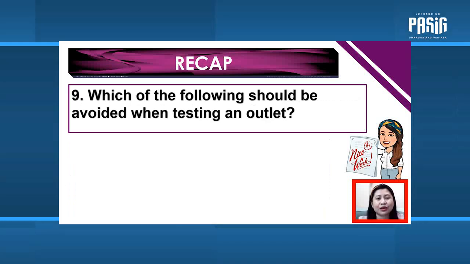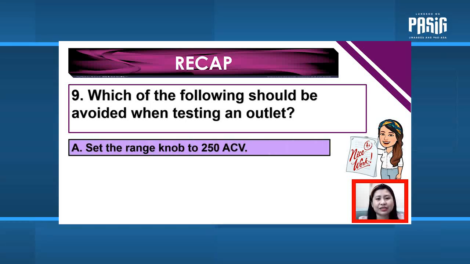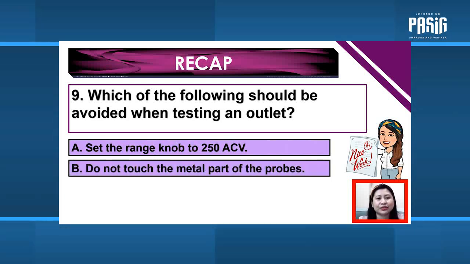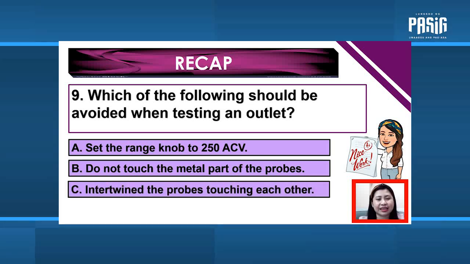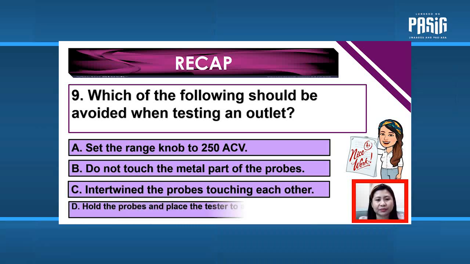Number 9. Which of the following should be avoided when testing an outlet? A. Set the range knob to 250 alternating current voltage. B. Do not touch the metal part of the probes. C. Intertwine the probes touching each other. Or D. Hold the probes and place the tester to a stable position.